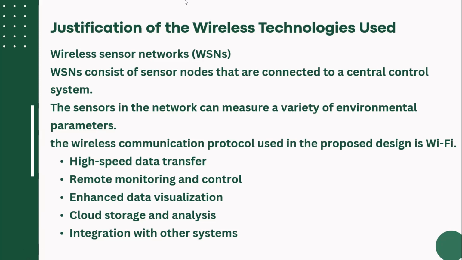The next reason is enhanced data visualization. Mobile applications can offer data visualization tools such as graphs and charts that allow growers to easily understand the data and help the decision-making process. As well, it facilitates cloud storage and analysis, and integration with other systems such as climate control systems or irrigation systems to provide a comprehensive greenhouse automation solution.